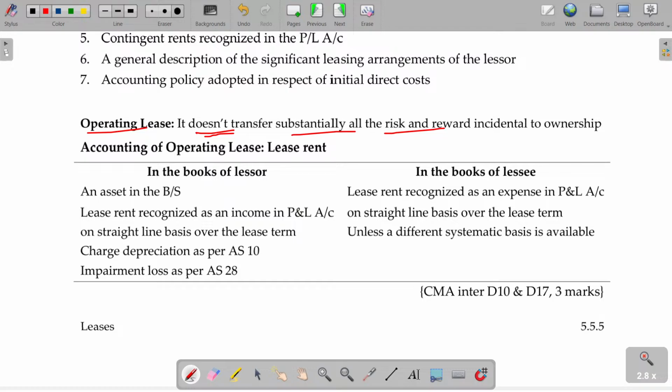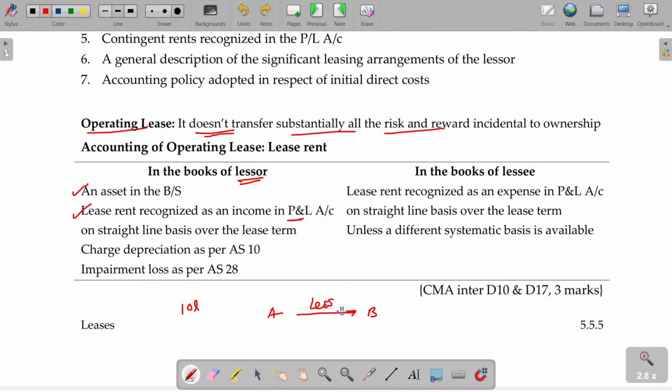Operating lease. In the books of the lessor, this is an asset appearing in the balance sheet, and lease rent will be his income. So A, being the car owner, purchased a car at 10 lakhs and gave it on lease to B. For that lease, month on month B pays 25,000. This is the asset, this 25,000 is the income, and as A is the owner, he can claim the depreciation on this asset also.